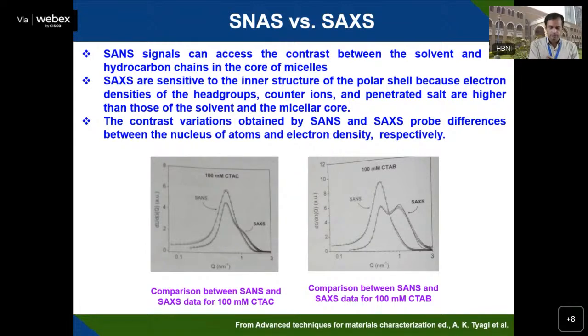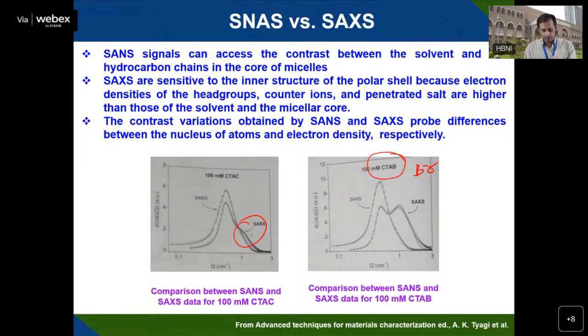Here, in the case of SANS, the signal can assess the contrast between the solvent and the hydrocarbon chain of the core of the micelle. So you can see two surfactants: cetyl trimethyl ammonium chloride and cetyl trimethyl ammonium bromide. In one case chloride is the head group, in the other case bromide is the head group. You can see in the SANS spectra that you are getting only a symmetric peak. But in SAXS, you are getting a peak with slight asymmetry, a hump. So there is a hump in the case of SAXS spectra.